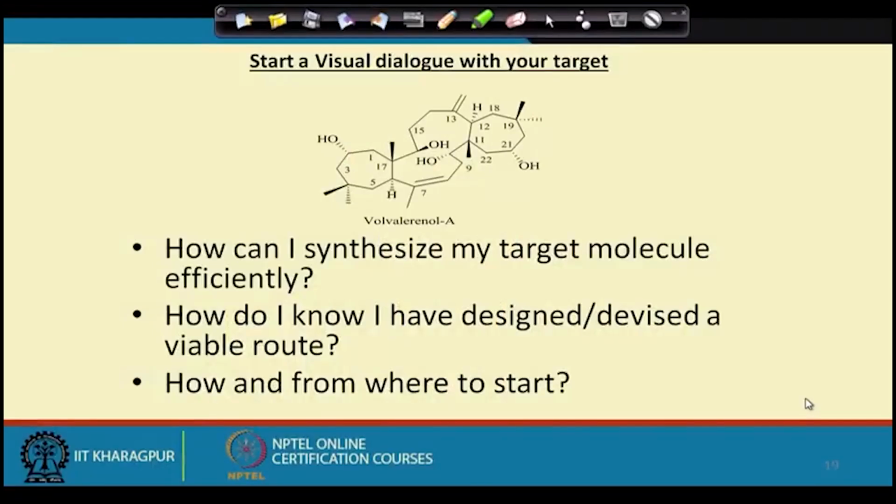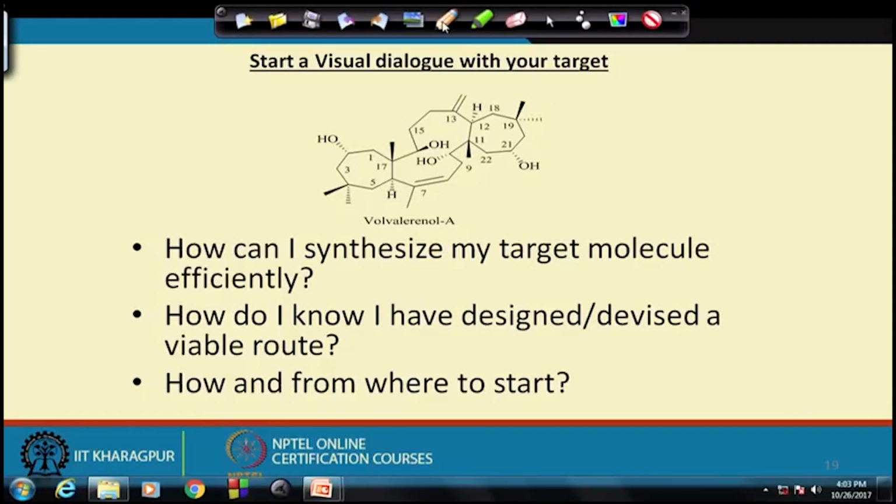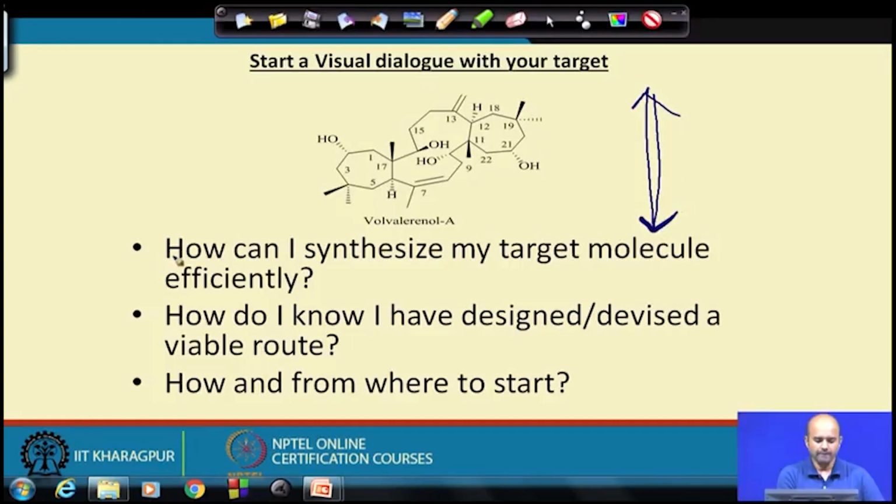Now, initially once a target molecule is given to you, I have given a target molecule, it is a huge big molecule. The initial point, once you see the target molecule, I said just have a look, just have a focused look, and initially you need to ask 3 questions to yourself. How can I synthesize my target molecule efficiently? That is the initial question you need to ask.